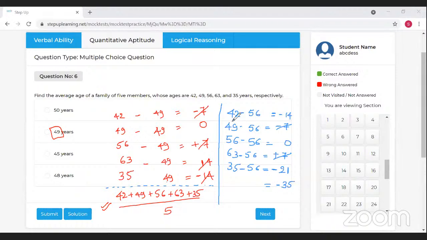Now this 35 needs to be divided amongst these 5 numbers. So minus 35 by 5 will give you minus 7. Right? So what number have you assumed? You have assumed 56. From 56, you need to subtract 7. So 56 minus 7, 49 is your answer. Okay. Let's look at one more.